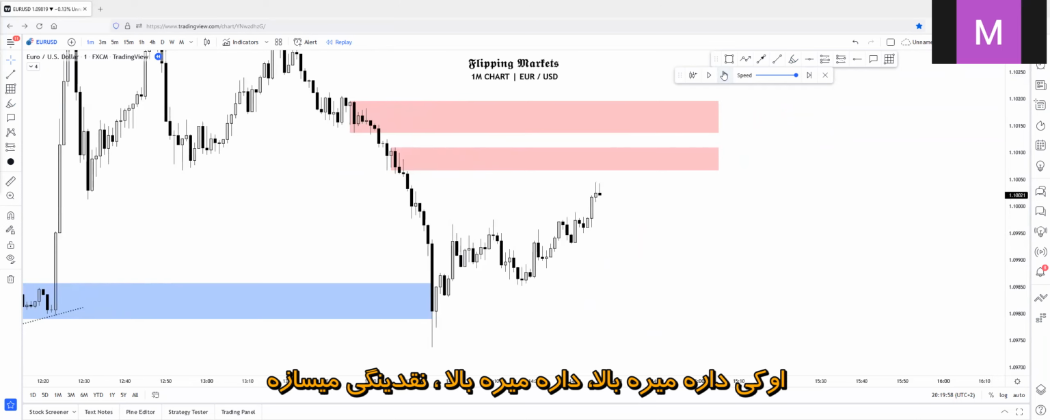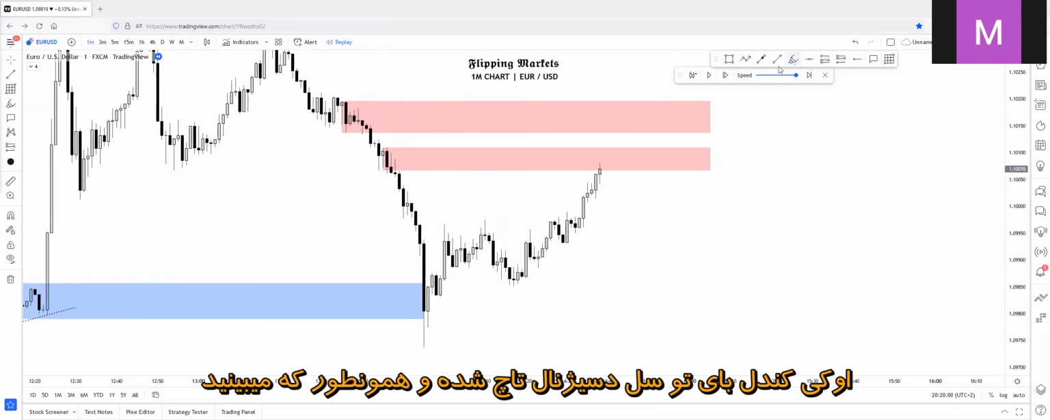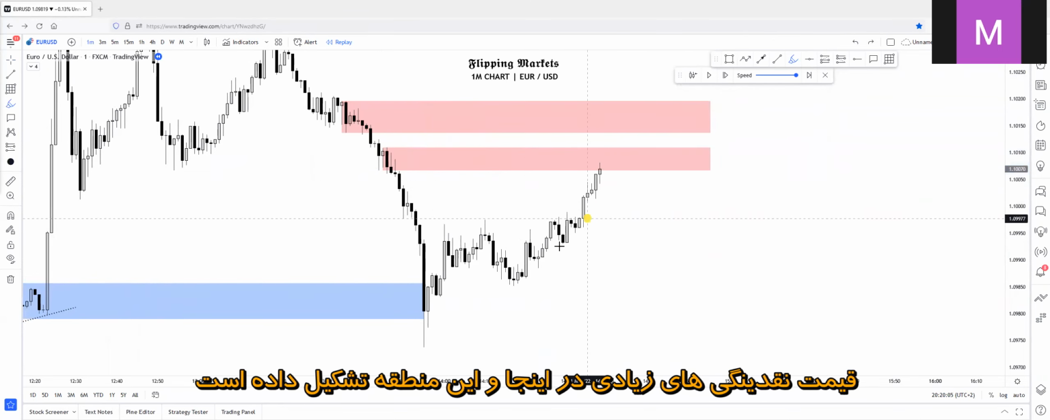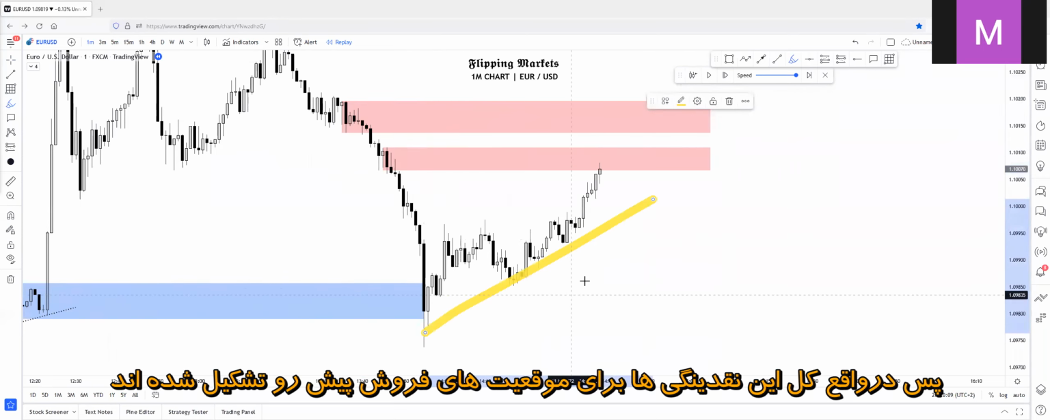Okay, it's going up, building liquidity. Okay, the first decisional buy to sell candle has been tapped. As you can see, price built up loads of liquidity at this region, loads of liquidity at this region. So basically, this is just a whole liquidity line built up for the upcoming short.